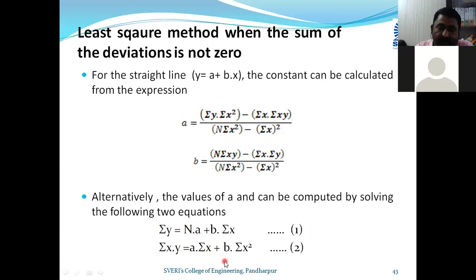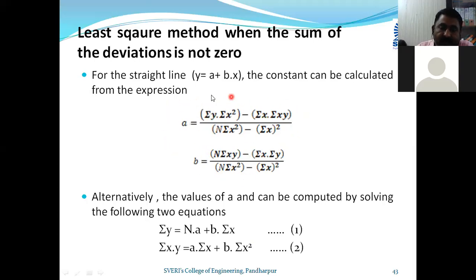If I go for writing the values of a and b, I will get a is equal to summation y into summation x square minus summation x into summation xy, divided by n summation x square minus summation x whole square. In the table we are calculating n, summation x, summation y, summation xy, and summation x square. All these things we calculate in that table, just the formula is changed.